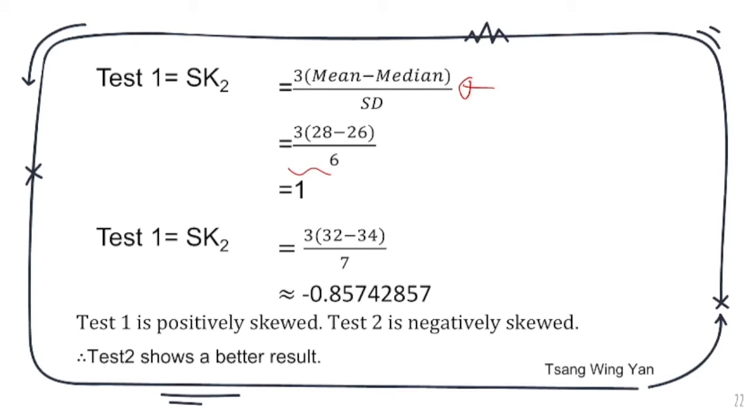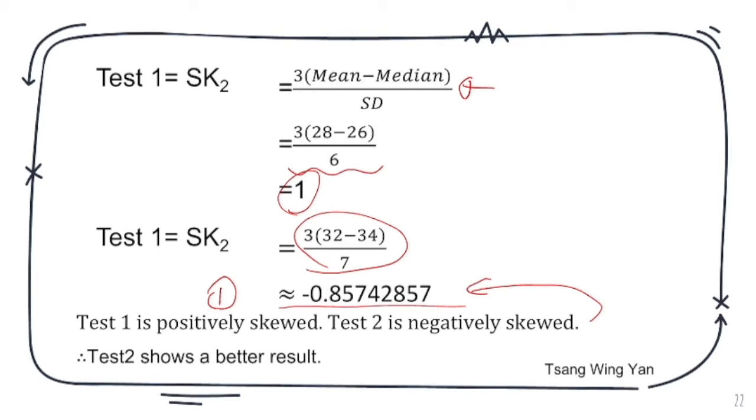For test 1, the SK2 is 1. For test 2, also by substituting the data provided in the question, we get this formula and the result is right here. By comparing the two tests, we can see that test 1 is positively skewed as it is 1, and test 2 is negatively skewed, and the answer is here. As a result, test 2 shows a better result. So that's all for question 1.8.